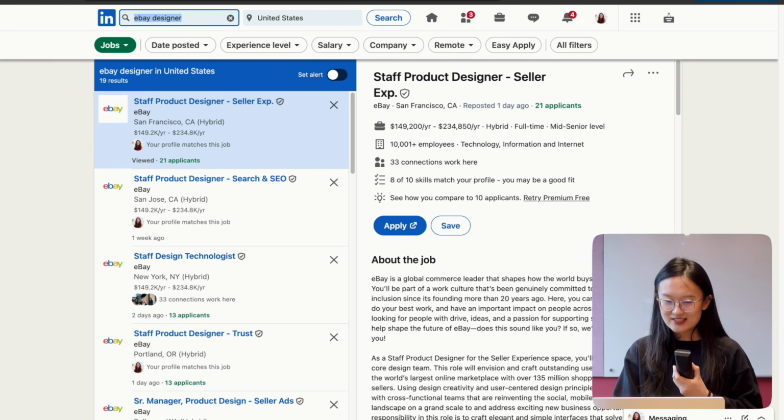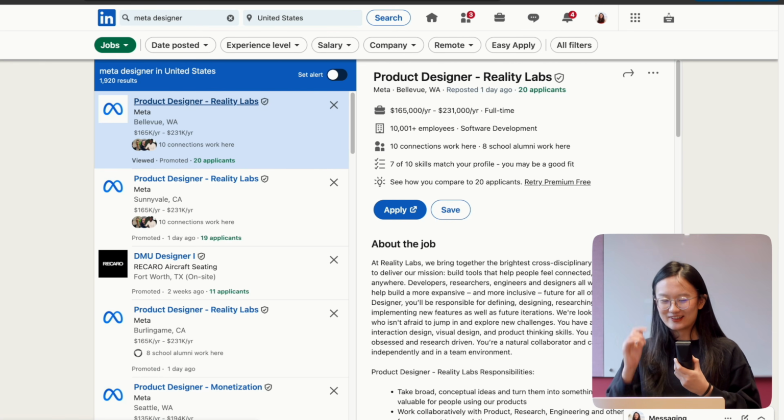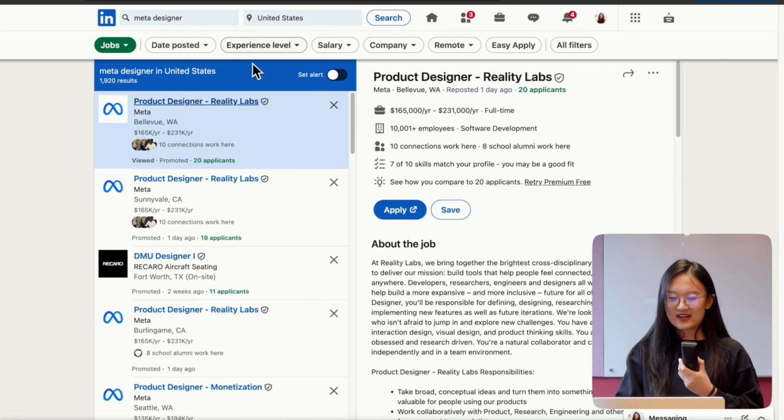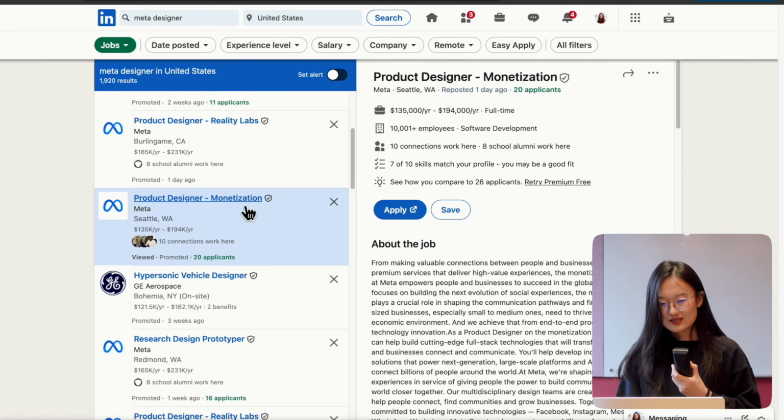Let's also look at Meta. I've heard that Meta designers have a lot on their plate, and Meta is quite chaotic. Meta designers are also called product designers. I know they're paid pretty well, so 200K or even more, but that's Reality Labs. Let's see monetization. So product designer, monetization, maybe 150K.